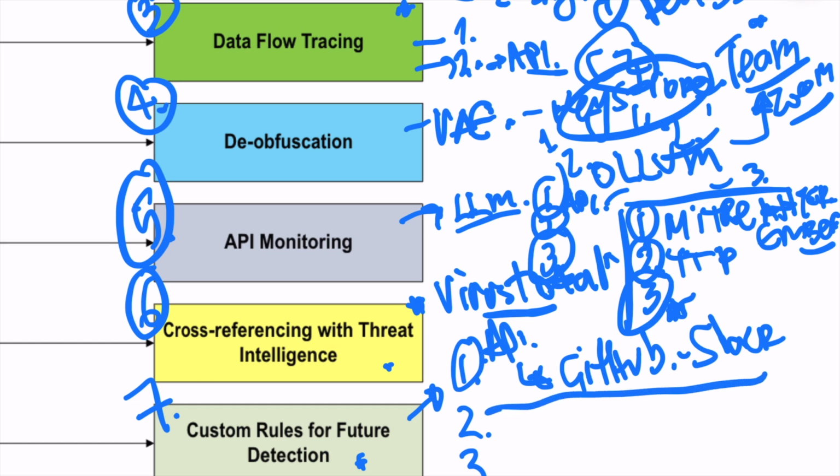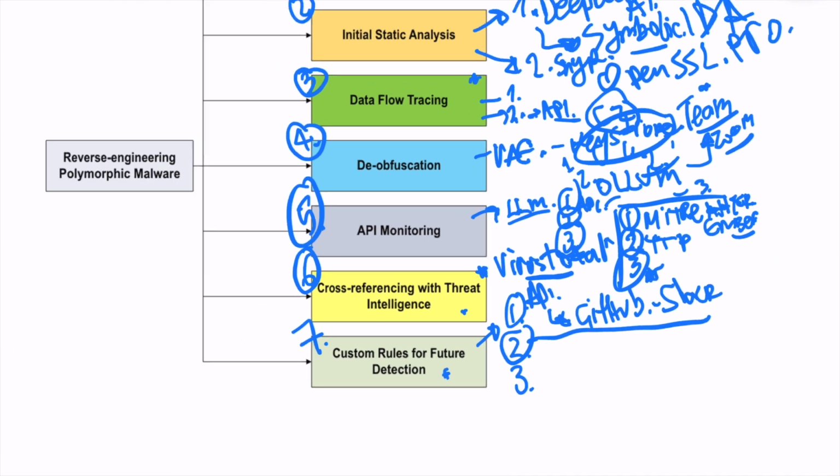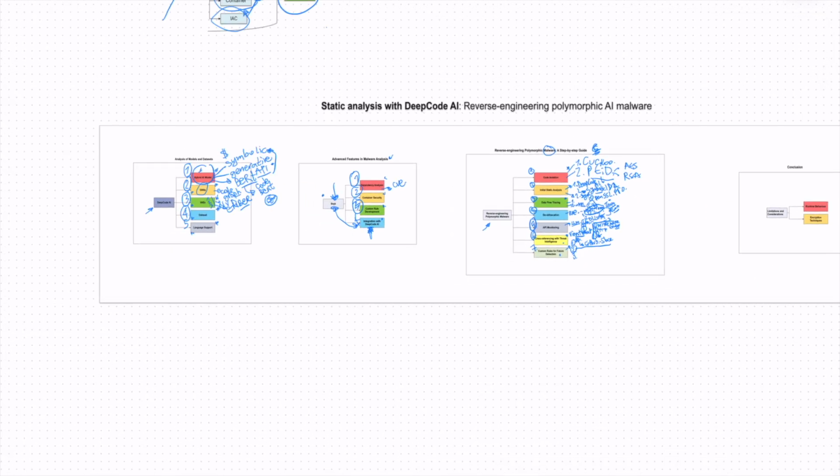And second is to incorporate these rules into automated scanning tools to ensure that future iterations of the malware are detected early in the development cycle. And the third step is to validate the rules by testing them against known benign and malicious samples to minimize false positives.